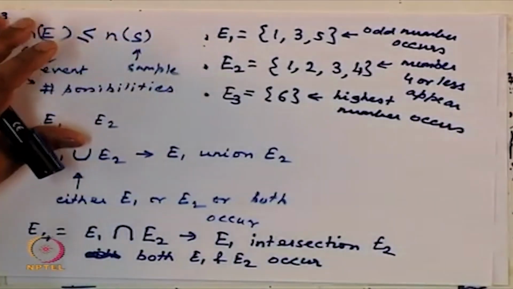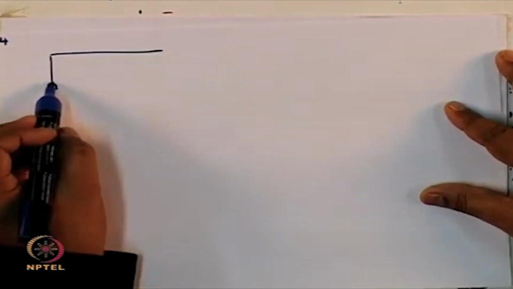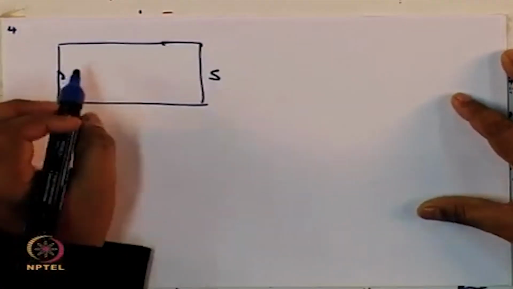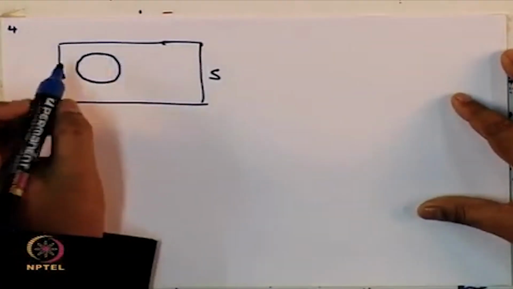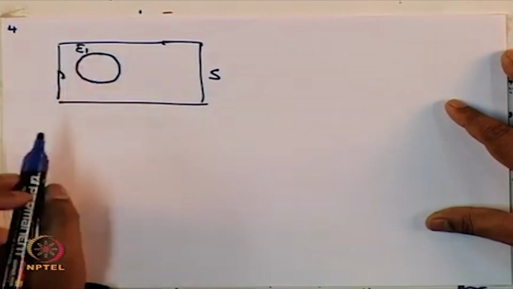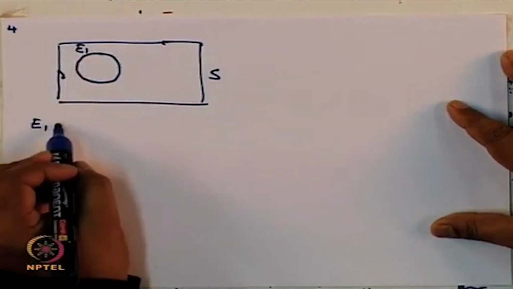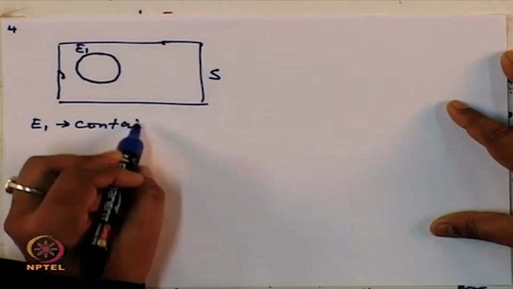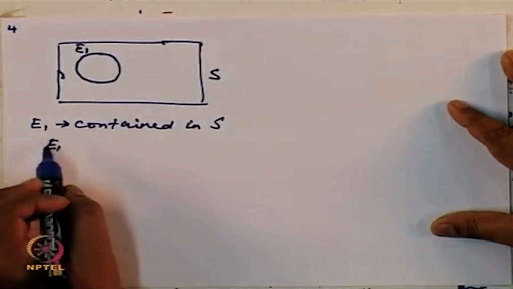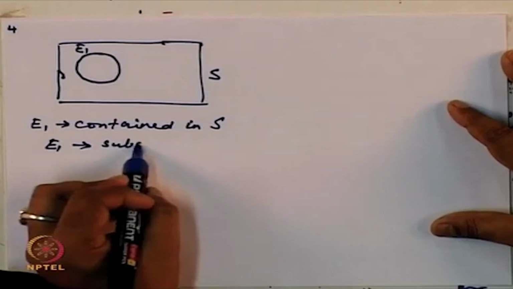One of the easy ways of representing these phenomena is by using Venn diagrams. You can generally represent the whole sample space by a rectangular block. So this is my S. I can represent an event E1 like this by a circle. This conveys the message that E1 is a subset of S. When E1 is fully contained in S, we write that E1 is a subset of S.